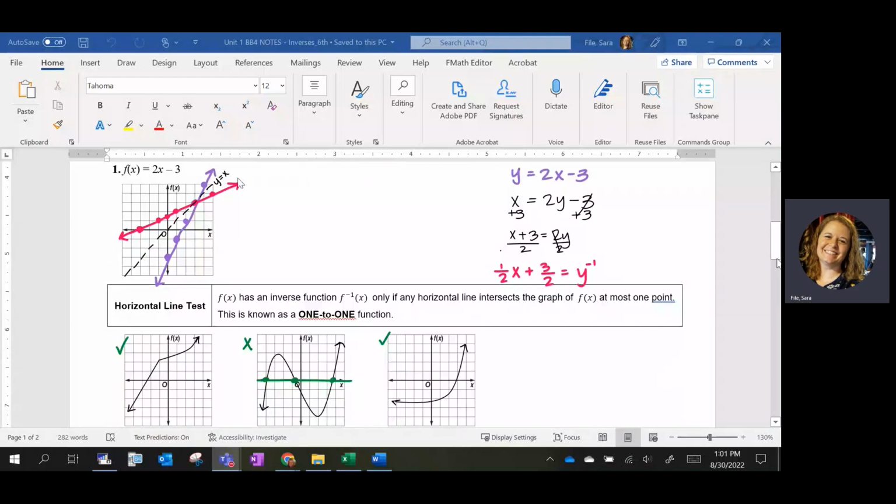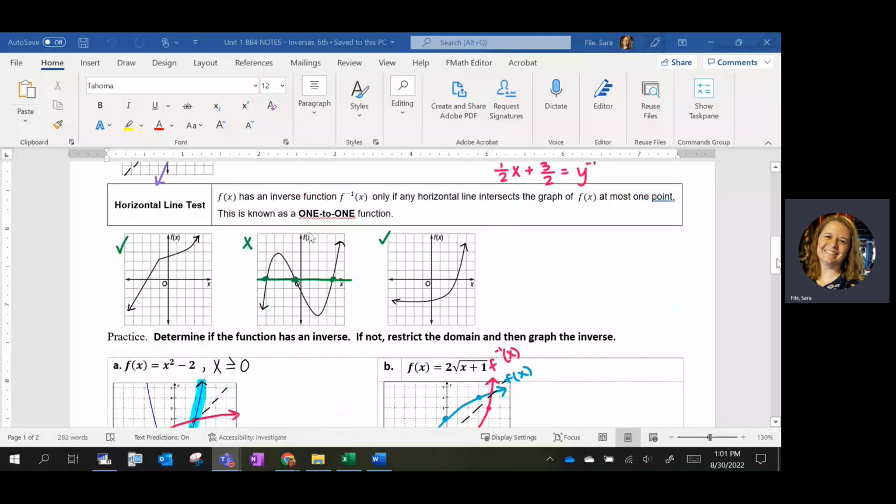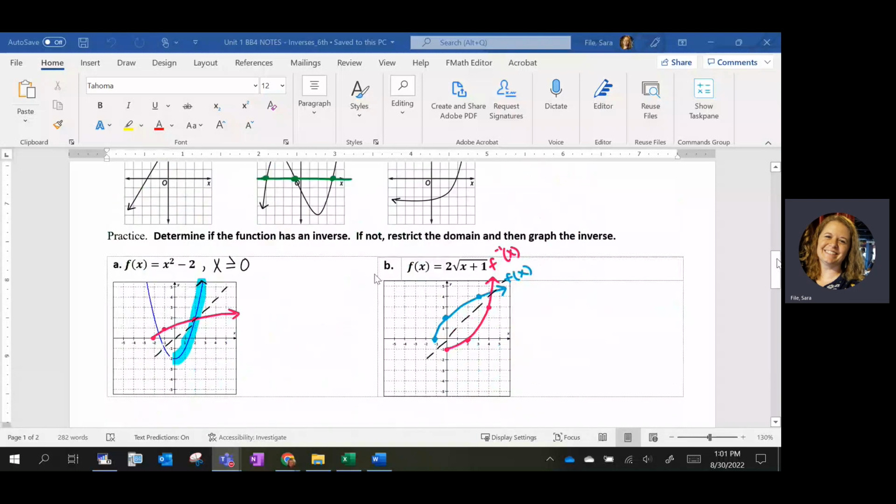Inverses undo each other. We looked at them in tables, in graphs. We talked about how they reflect across the line y equals x. We said that for a function to have an inverse, it has to pass the horizontal line test, or you would have to restrict the domain like we did here in A.